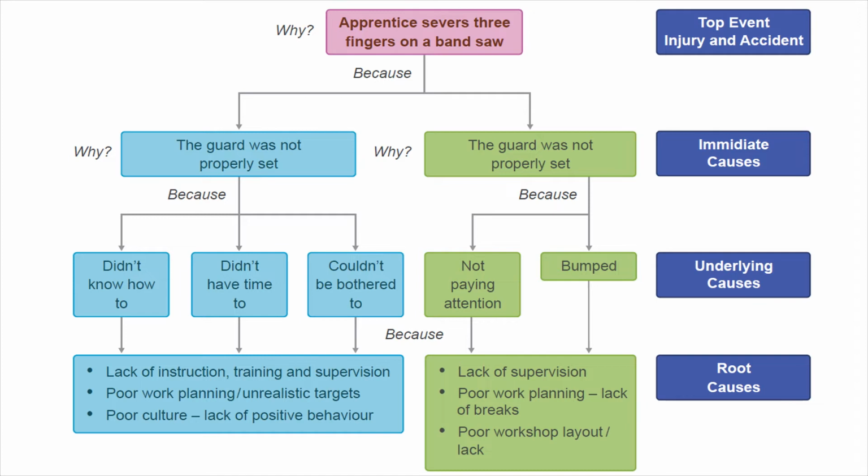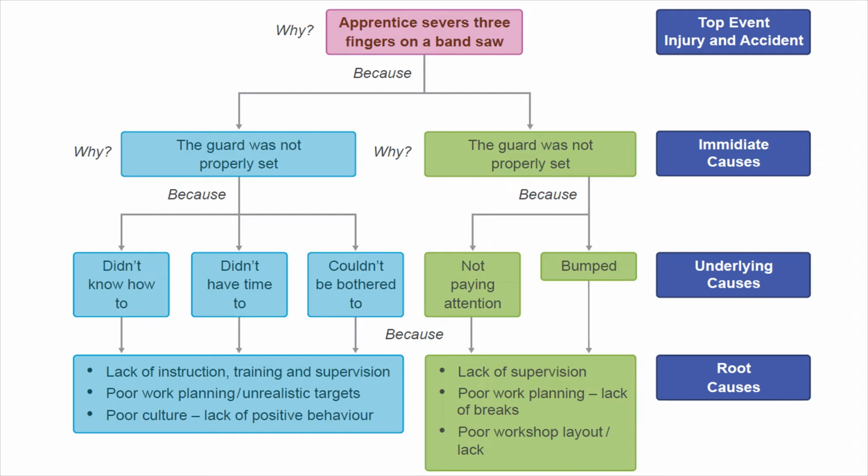Asking why again gives us 3 underlying causes. They didn't know how to properly set the guard. They didn't have time to properly set the guard, or they couldn't be bothered to properly set the guard. Here we now look at the root cause by asking why.